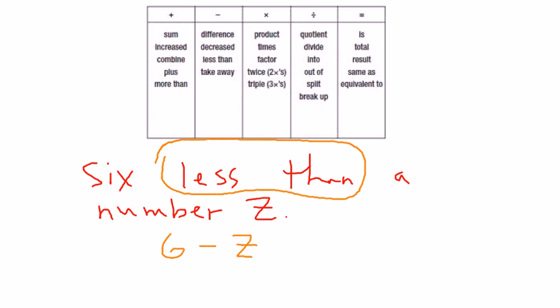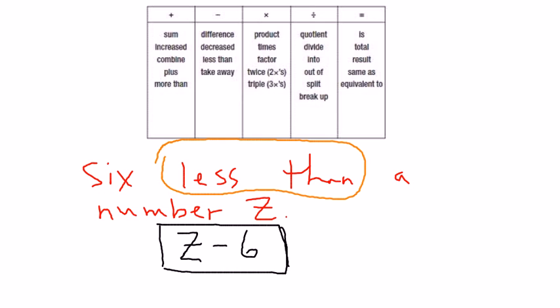However, let me ask you a question. Let's say you had $10 and your friend had $6 less than you. To figure out how much money your friend has, would you do 6 minus 10 or would you do 10 minus 6? Well, of course you would do 10 minus 6. So it's the exact opposite of the way it's written. So 6 less than a number z really means z, whatever the amount of z is, minus 6. So remember, when you see the words less than, it will always be the opposite when you write it as a mathematical expression.